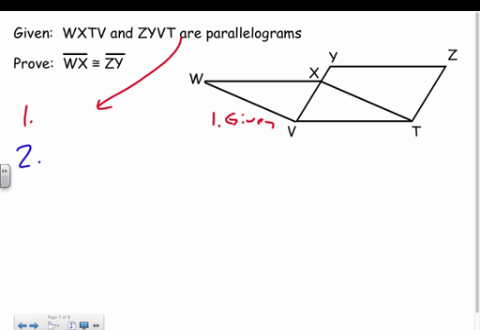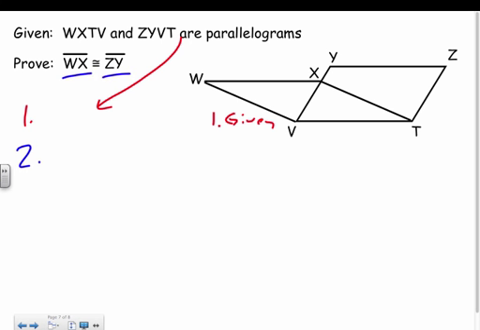So what do I know about parallelograms? A lot of things. Opposite sides are congruent. Opposite sides are parallel. Opposite angles are congruent. Consecutive angles add up to 180. All kinds of things. So depending on which one I want to use, I probably should look to see what I'm trying to prove now.